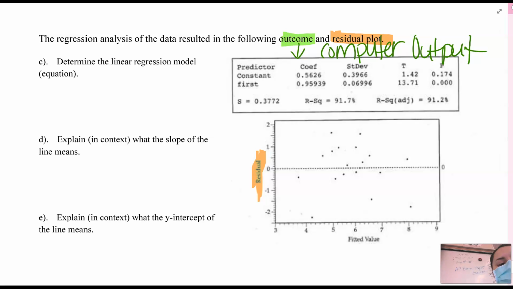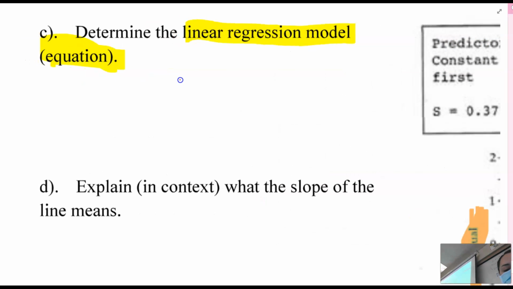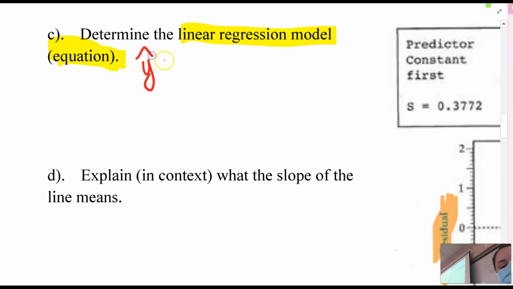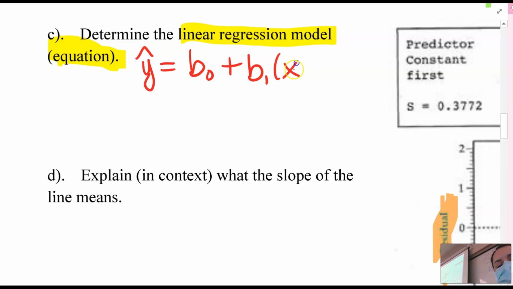In part C, it's asking you to determine the linear regression model. That's your equation. I don't know if you guys remember this, probably not. It's been a while. According to Megan, this was back in like October. So this was y hat equals b0 plus b1 times the x variable, okay?